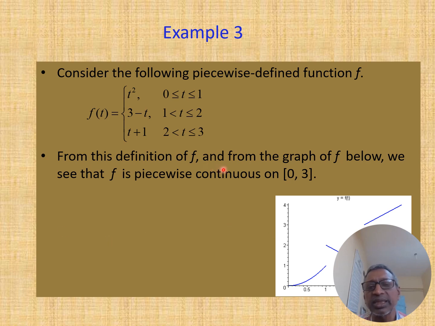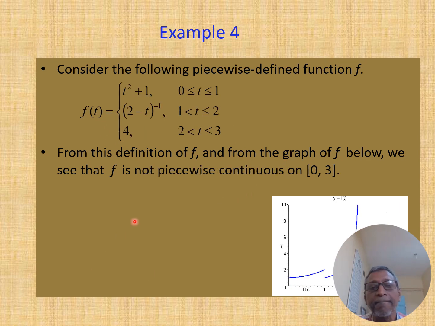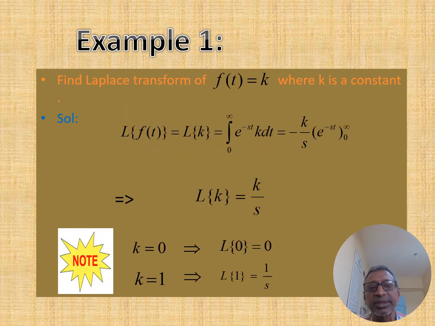From this definition, from the graph of f below, we see that f is piecewise continuous. You see that in this interval it is continuous, from 0 to 1 it is continuous, from 1 to 2 is continuous, from 2 to 3 is continuous, but in between 1 and 2 we don't have any graph, therefore it is discontinuous. So that's why we say this kind of function is piecewise continuous. In a similar manner, this is another function which is also piecewise continuous.